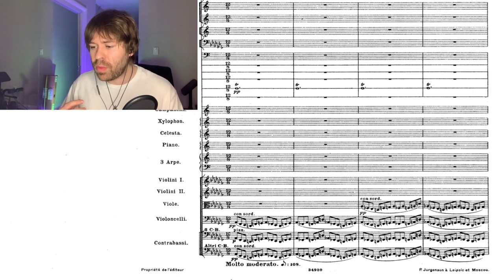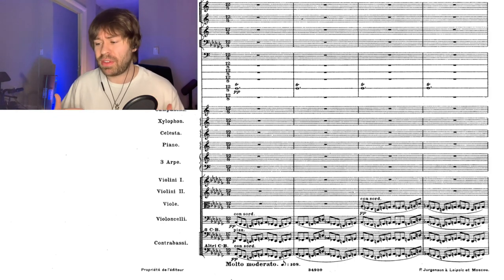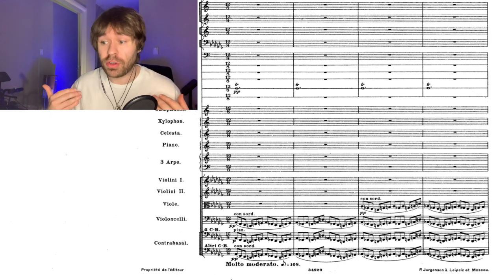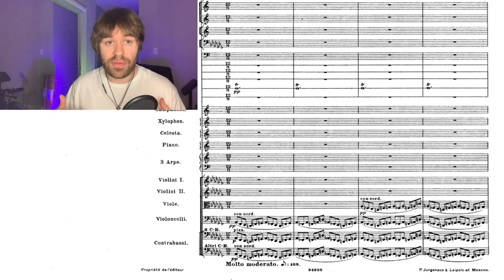Because I find if you really want to take your influences and be able to really incorporate them into your own work, you really need to understand the deep inner workings of, for example, what is a composer's preference with harmony? What is their preference with rhythm? What is their preference with orchestration?